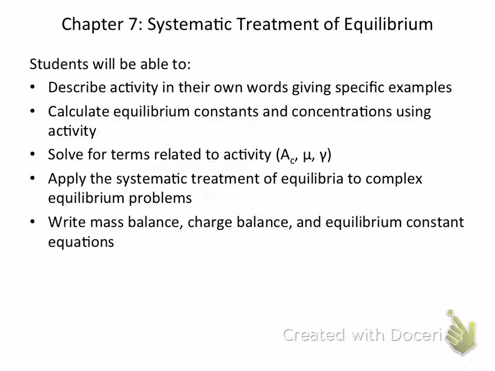Hi, this is the lecture video for the chapter on systematic treatment of equilibrium from the 9th edition of Harris's Quantitative Chemical Analysis. In the 8th edition, this was chapter 7. Now in the 9th edition, it seems it's been moved to chapter 8, and chapter 7 is actually on titrations, which will be included in a different lecture video.